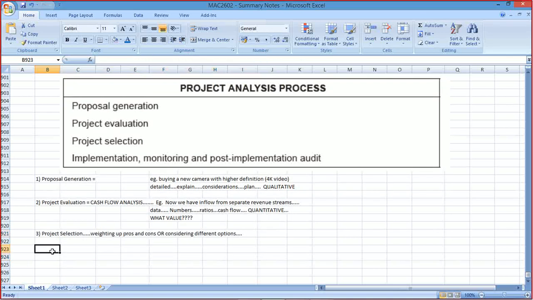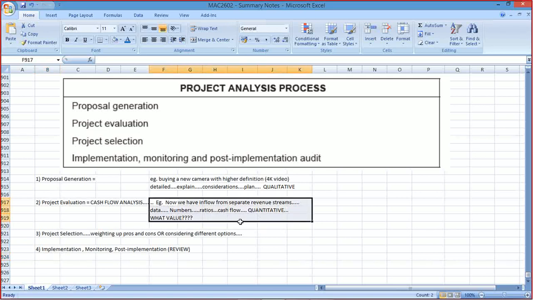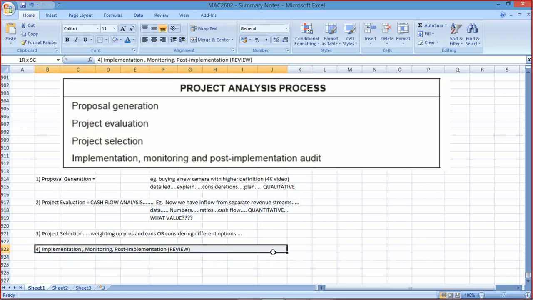And then number 4 is looking at actually going through with the process. That's the taking action part. The implementation, the monitoring, and the post-implementation. I like to call this the review. So now, after you've bought the camera, after you've used the camera, well, did everything go according to plan? Are you now selling 4K videos to different companies? Are you making a difference? Are you creating value? That's what you're looking at.